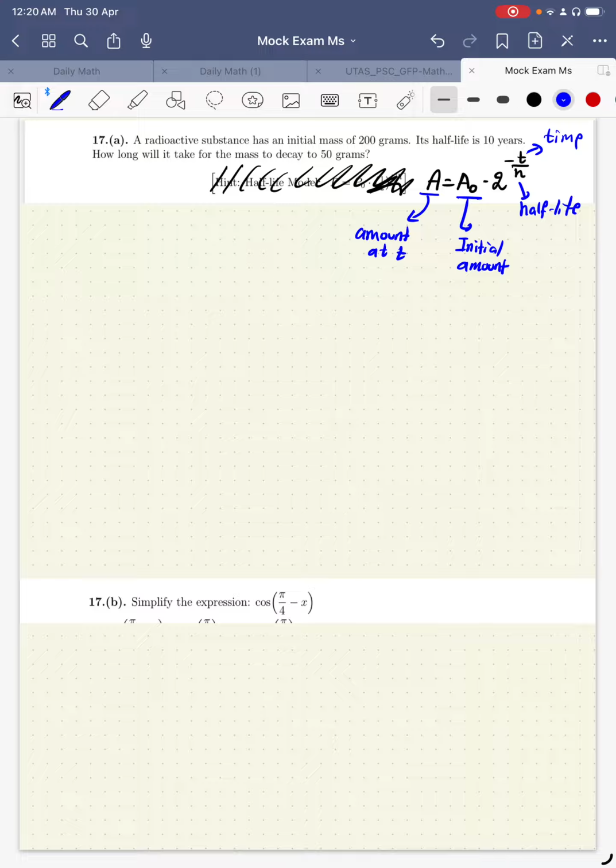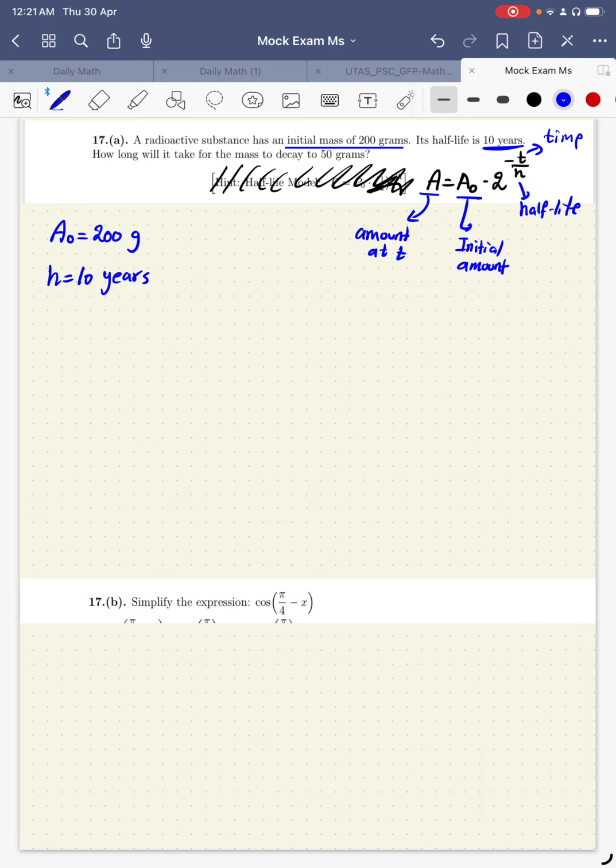So that's what I'm gonna do first. I should always understand every single variable. So now I'm gonna look at my question again. A radioactive substance has an initial mass of 200 grams. Initial mass, so A0 is gonna be what? 200 gram. And its half-life is what? Is 10 years. So H is what? 10 years.